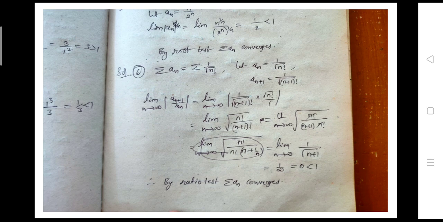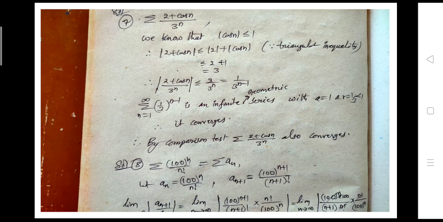According to the ratio test, not the root test, the limit as n tends to infinity of modulus of a_(n+1) by a_n is equal to the limit as n tends to infinity of modulus of 1 by root (n+1) factorial into root n factorial by 1. That is the limit of root of n factorial by (n+1) factorial, which is equal to the limit of root of n factorial by (n+1) into n factorial. The n factorial gets cancelled, so we have only the limit as n tends to infinity of 1 by root (n+1). Now applying the limit, that is equal to 1 by infinity, which is 0. 0 means less than 1. Less than 1 means by the ratio test sigma a_n converges.